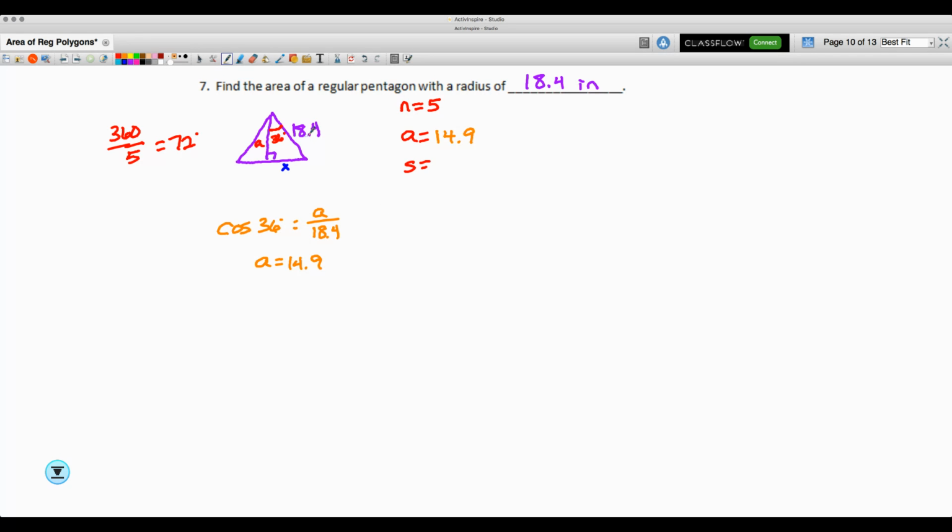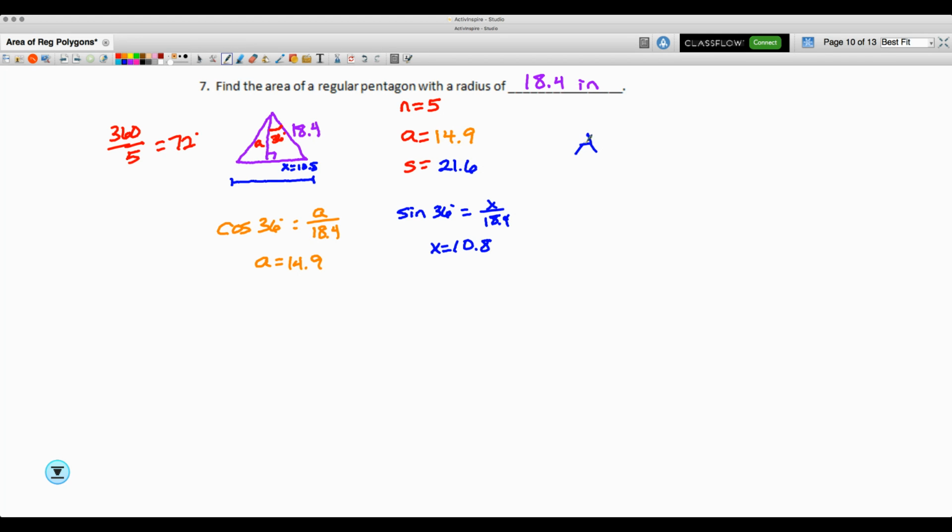So I'm going to use the original information. So that's the opposite leg, and that's the hypotenuse. So I'm going to use the sine of 36 degrees equals opposite over hypotenuse. So to solve for x, I would multiply both sides by 18.4. So that gives me x is equal to 10.8. So if this is 10.8, then the whole side, you would have to multiply that by 2. So 10.8 doubled would give us 21.6.